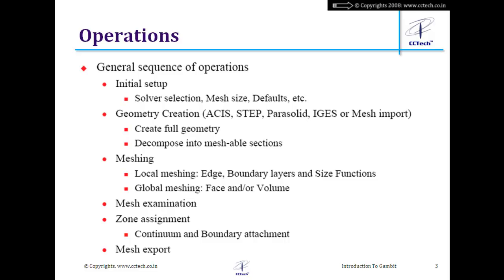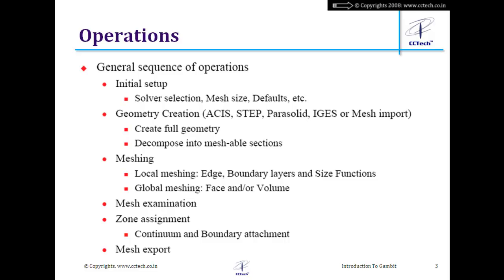So the second step that we do after finalizing the geometry is decompose the geometry into meshable sections. Once that is done, we go for meshing. There are two meshing strategies generally used. One is called local meshing, another is called global meshing, or in other words, one is called bottom to top meshing, and the other is called top to bottom meshing, in fact.